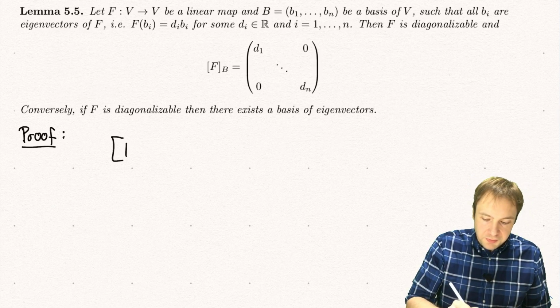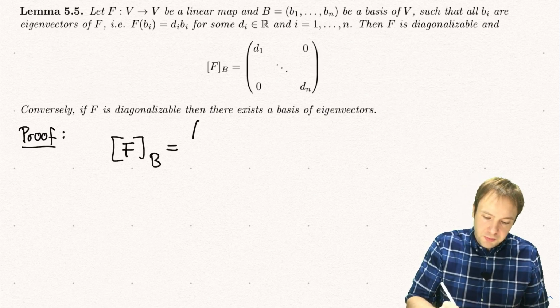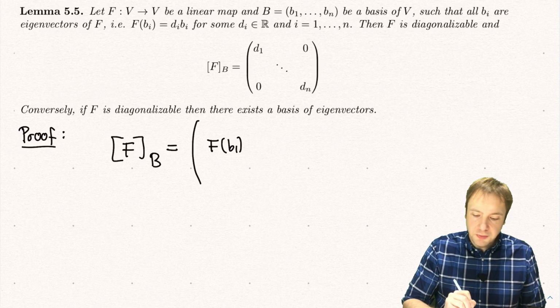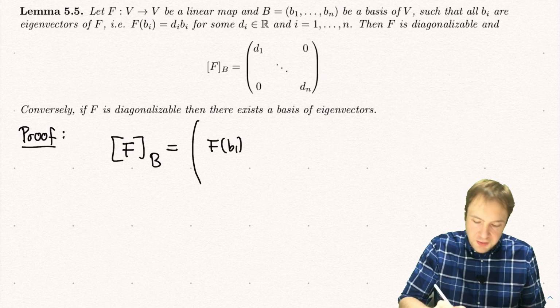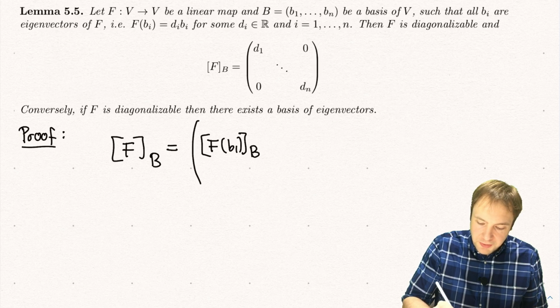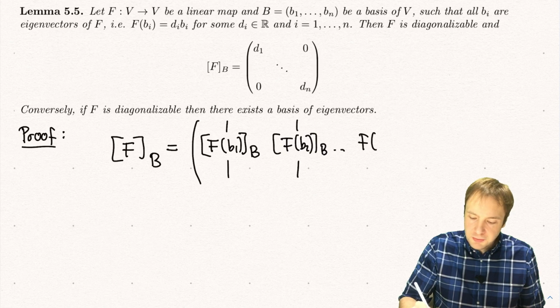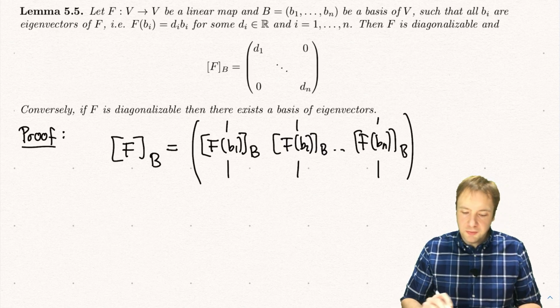Well, what is the matrix of a linear map with respect to some basis? So this was, I need to consider F applied to the first basis vector. So this is an element in the vector space V. And then I need to consider its coordinate vector with respect to this basis. And then the second entry is F applied to the second basis vector. And then I consider the coordinate vector with respect to the basis, up to F applied to this last basis vector, and then the coordinate vector.